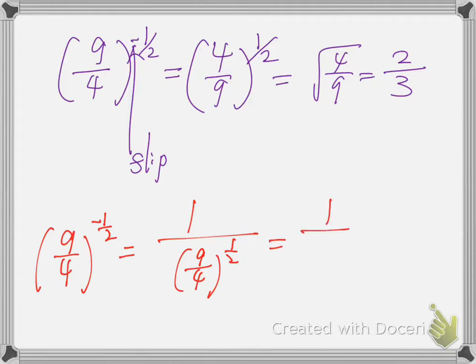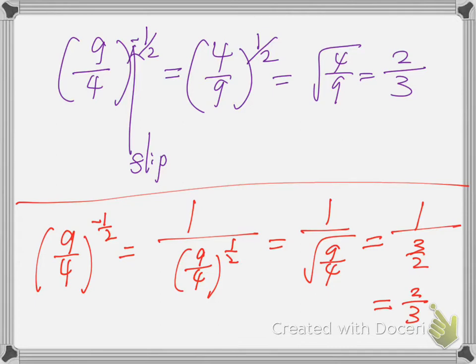And then you've got 1 over the square root of 9 over 4. So it's 1 divided by 3 over 2. And then you flip it, you get 2 over 3. Okay, 2 over 3. So you can flip first and then take the rational power. The purple one is easier.